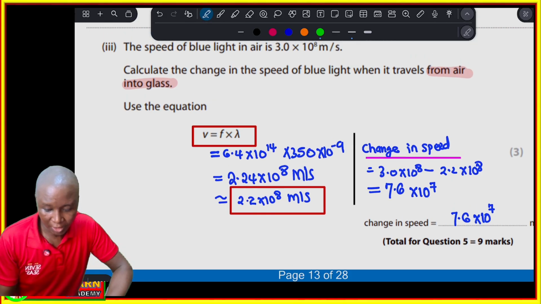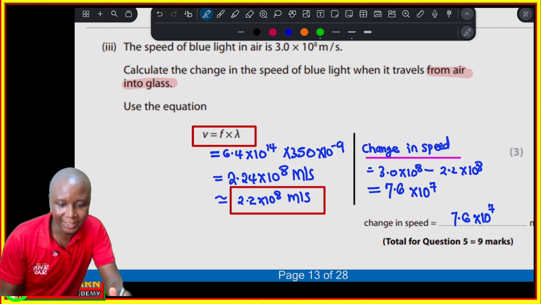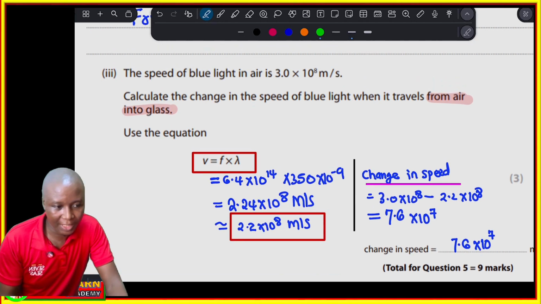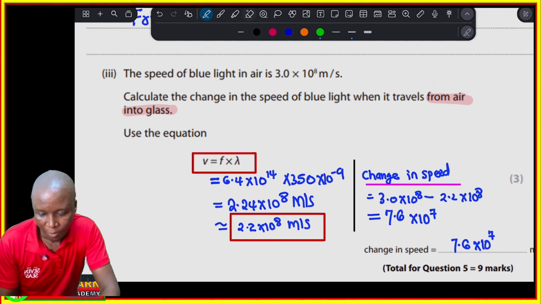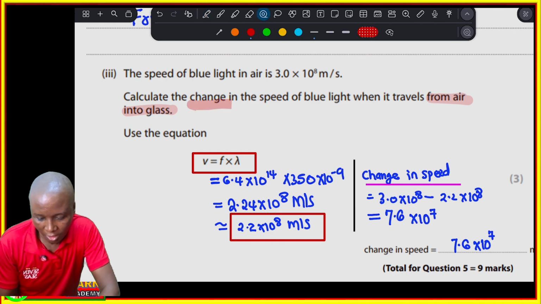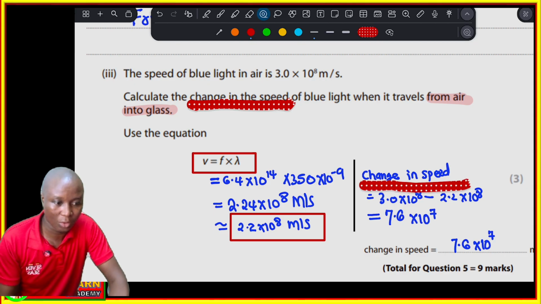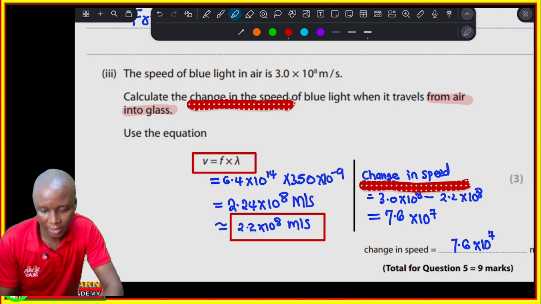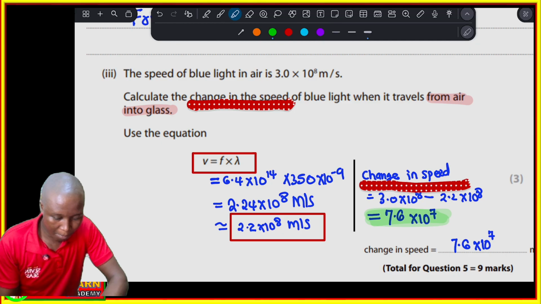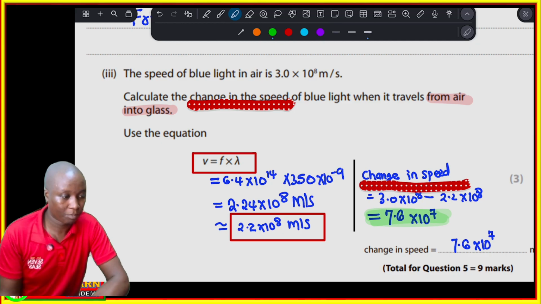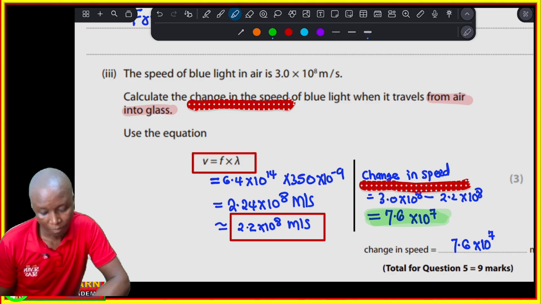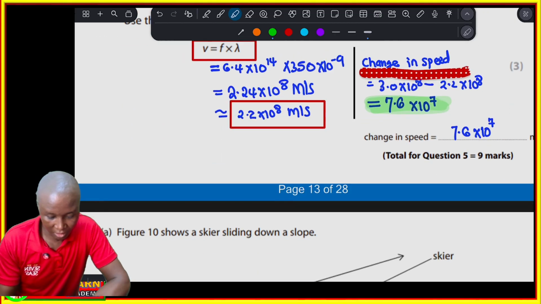Once you have gotten the speed of blue light in glass, because the question was asking us to calculate the change in speed, the change in speed is going to be speed in air minus speed in glass. That's why you can see I did the subtraction at this point, and that gave me a value of 7.6 times 10 raised to power 7 meters per second. That's the change in speed.